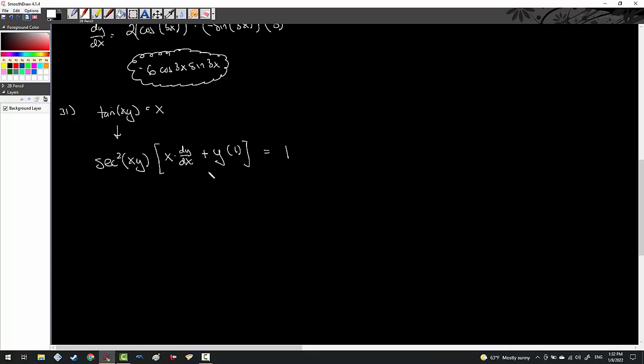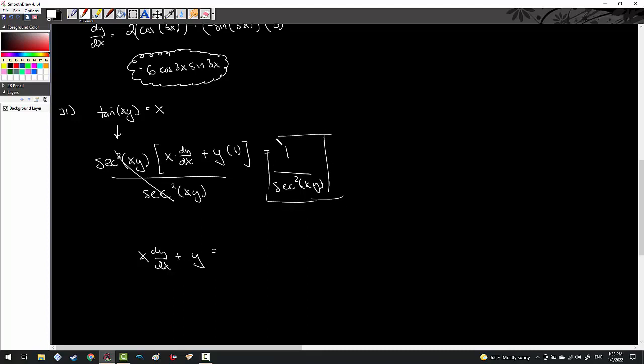The derivative of x. At this point in time, getting the dy over dx by itself is going to be the mission. I will go and divide secant squared xy on either side. So I got x dy over dx plus 1 equals. Now, if you look at secant squared, 1 over secant squared xy, I can probably simplify them out a little bit if I wanted to. Secant squared on bottom is the same thing as cosine squared up top.